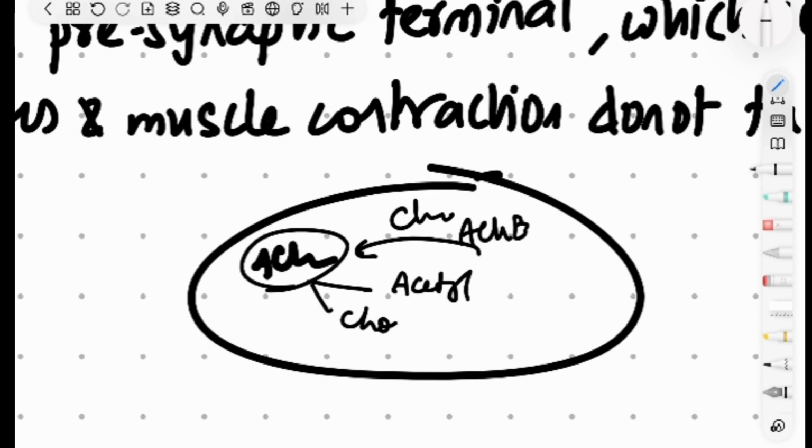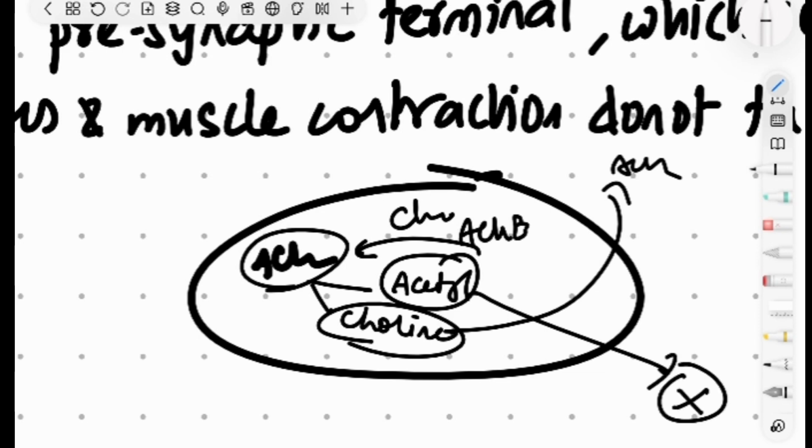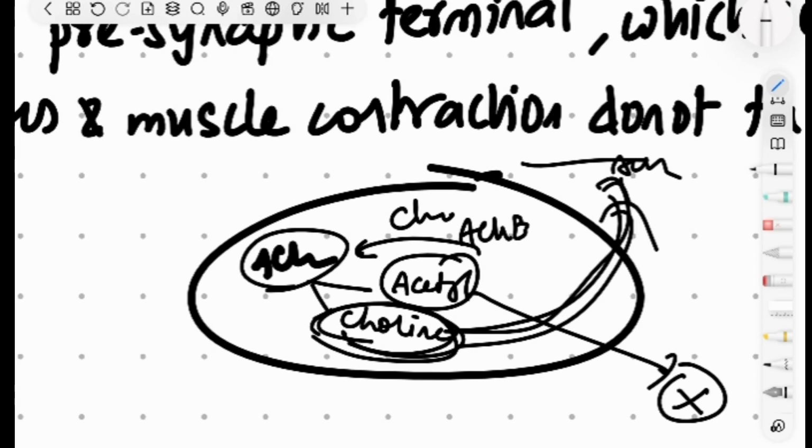acetyl and choline. This choline is again taken up by the presynaptic membrane for the synthesis of ACh, whereas acetyl is metabolized. Now, this hemicholinium blocks the uptake of choline by the presynaptic membrane. So if there is no uptake of choline, there will be no synthesis of acetylcholine.